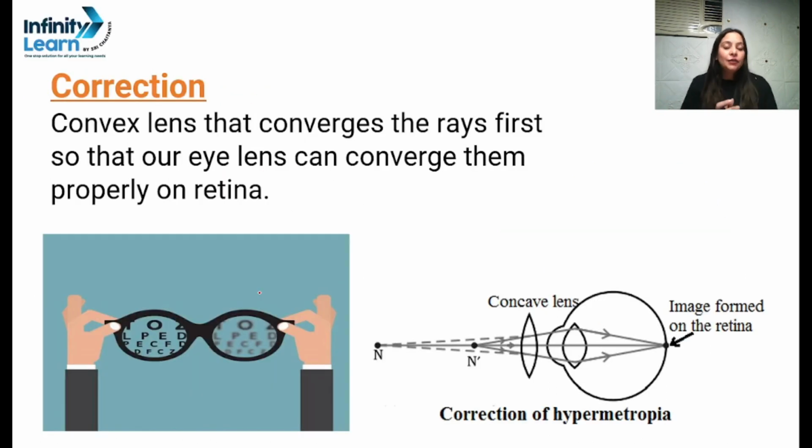So again, the correction is possible by wearing spectacles which have convex lens, because here in this case the person who is suffering from hypermetropia, his converging power of lens is low. So we have to increase the converging power, so the spectacles contain convex lens which are converging the rays, and then the eye lens is converging, and then it is converged properly and the image formed is on the retina, which can be detected by the brain.